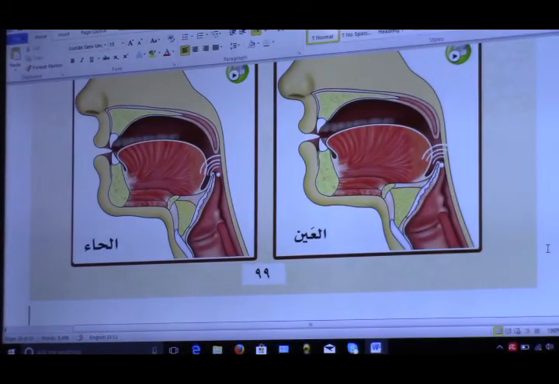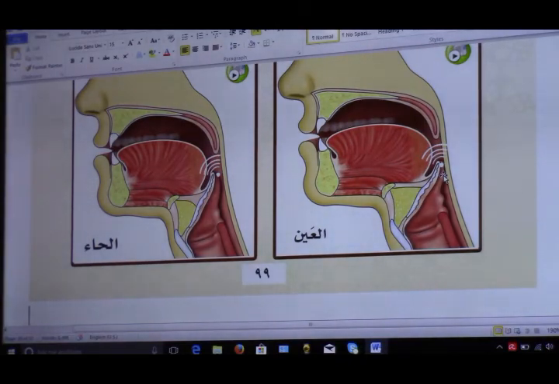We saw the picture, right? You can see the picture, right? Partially open. Listen to me, because it's partially open. What sifa does this letter have? Is it rikhu or shadid or bayni?